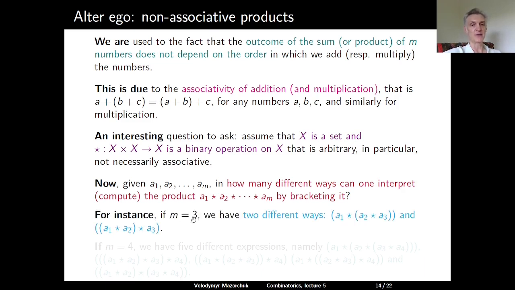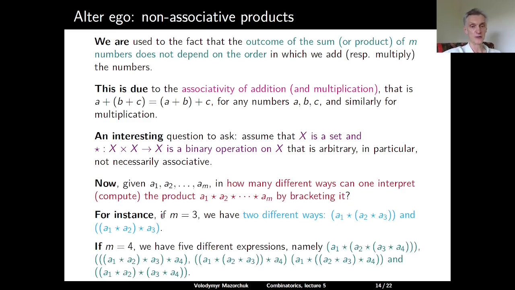So for example, if m is equal to 3, there are exactly two different ways to multiply a1, a2, and a3. We can multiply first a2 and a3, and then multiply the outcome with a1. Or we can multiply a1 and a2, and then multiply the outcome with a3. And associativity is exactly the property that the two things coincide. And if our star is not associative, there is no reason for them to coincide.